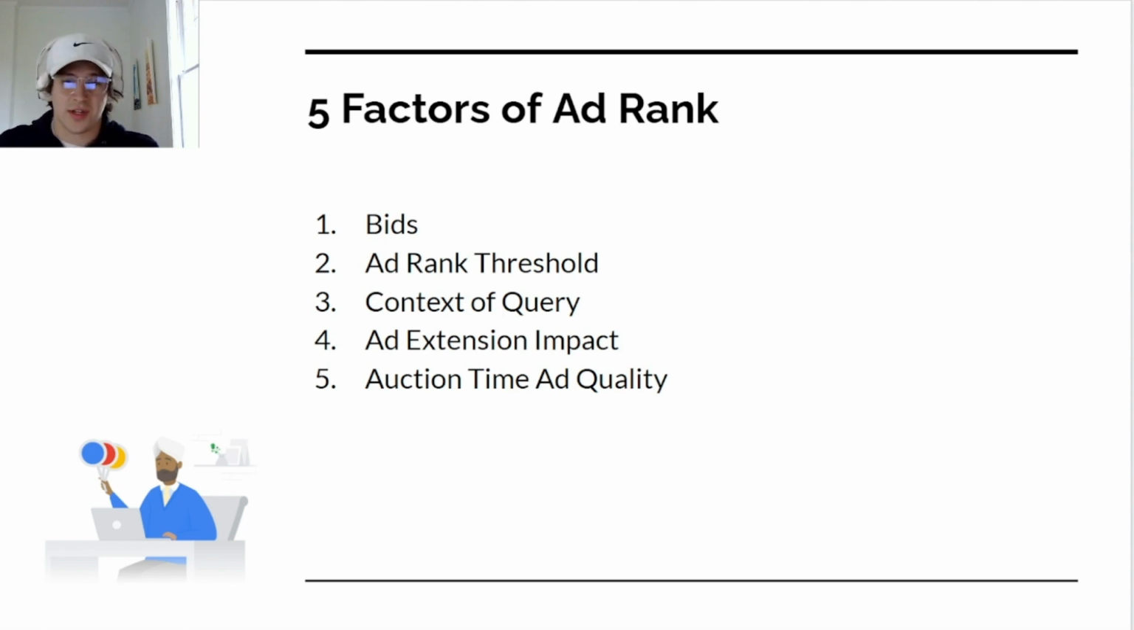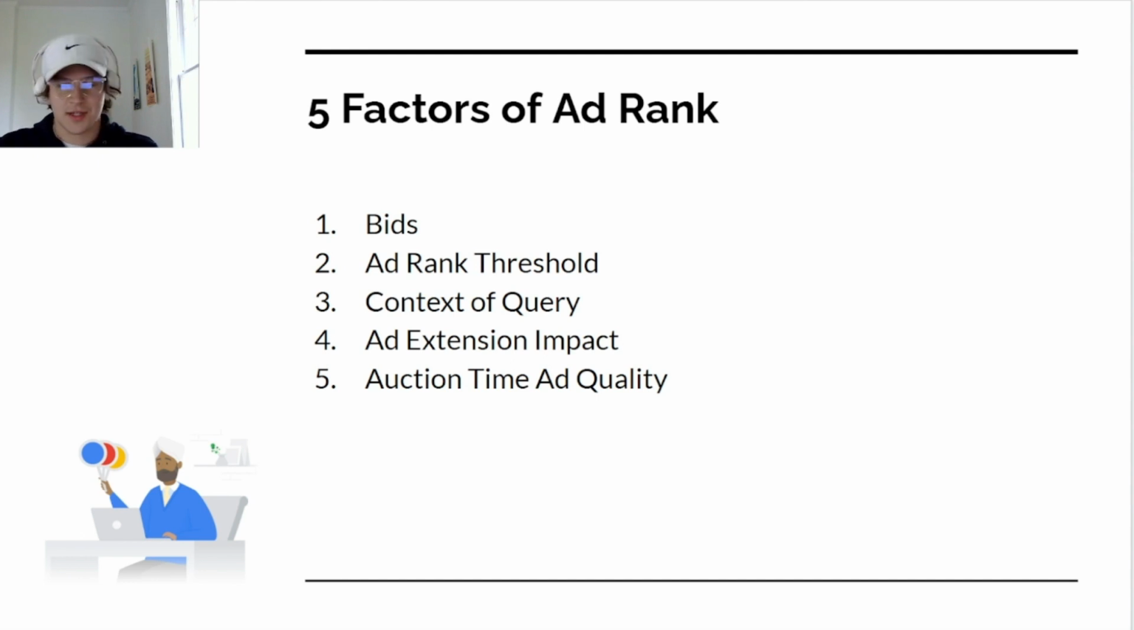Google, again, this goes back to my original point. Google wants to give a good experience to both the advertiser and the user, but especially the user, right? So if you can create an ad, a campaign that has really high context compared to what the users are actually searching, your ad rank's going to increase inevitably, right? Okay, so the fourth aspect to ad rank is going to be your ad extension impact.